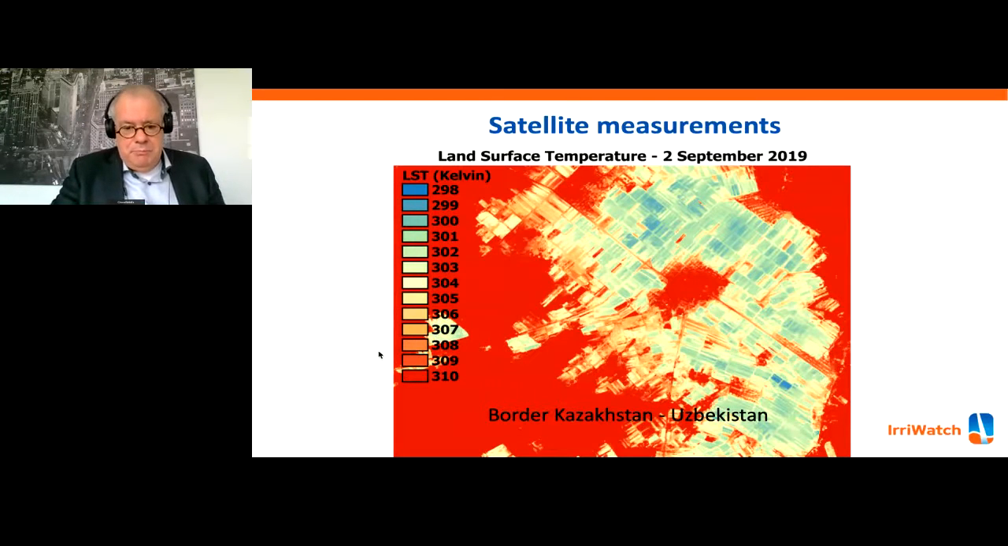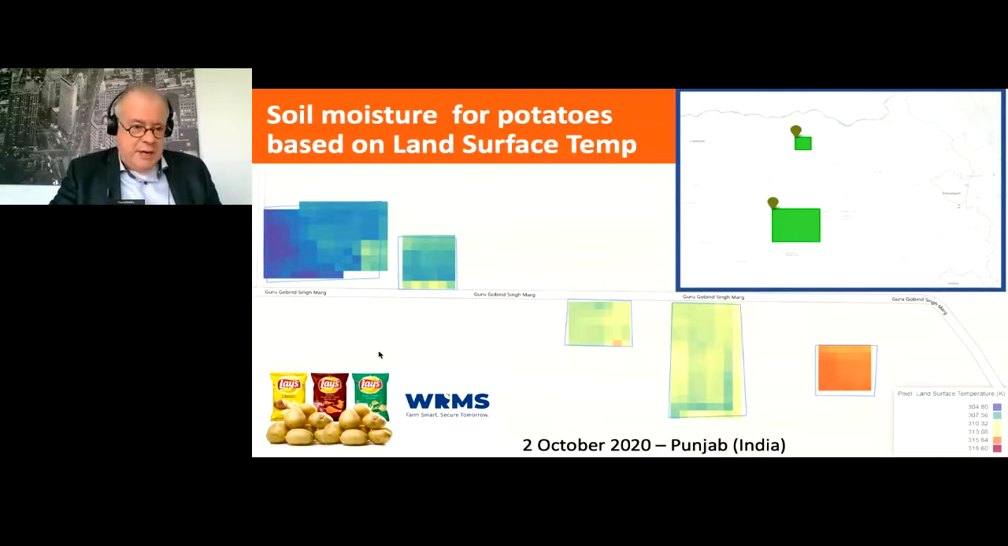So this is an example from Punjab. And these are small fields. There are potato fields, half a hectare or 1 hectare. And even in October, this is 2nd of October, this temperature map shows already a big range of temperatures. It goes really from, let's say, approximately 30 degrees to 40 degrees. So you can see a huge difference of 10 degrees and more, even within small fields.